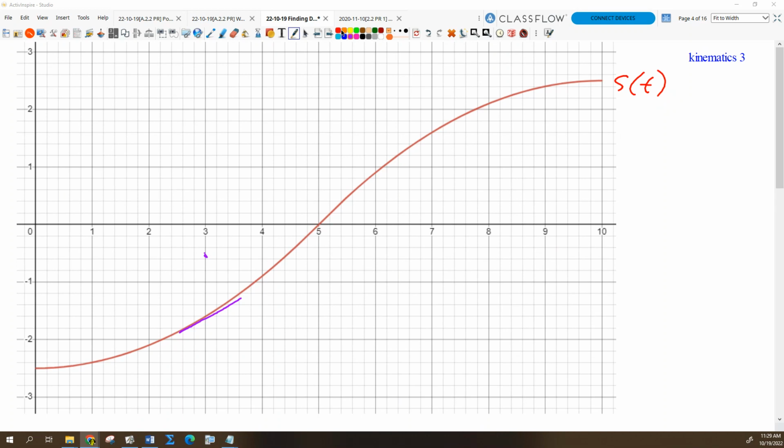Any place else? 5 looks like it's about 1, doesn't it? At 5, the tangent, that looks like I'm rising 1 and running 1. Okay, so that should be positive though, shouldn't it? I gotta fix that. I made that negative for some reason.